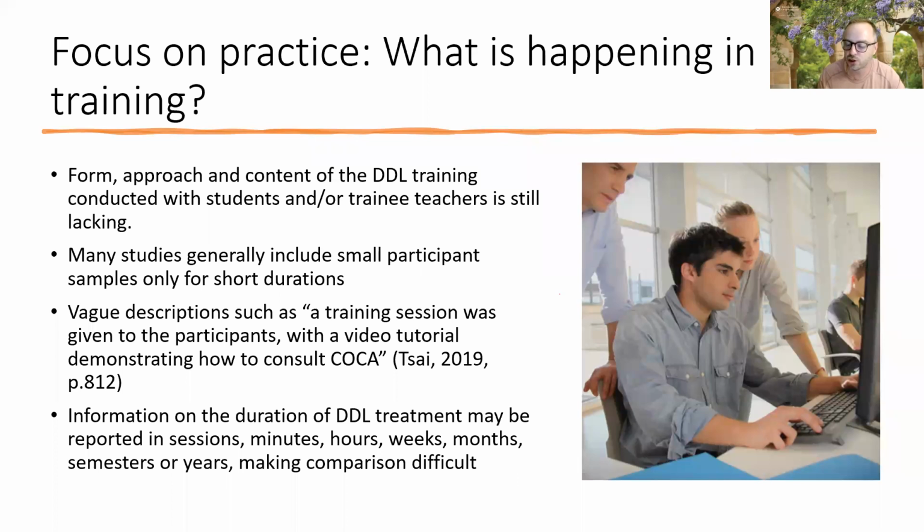Similarly, information on the duration of DDL treatment may be reported in terms of single sessions, minutes, hours, weeks, months, semesters, or years, making comparison across different studies incredibly difficult. For example, a semester's course may feature two 3-hour classes over 15 weeks, or just a few minutes in occasional classes over a handful of weeks. This is a tremendous difference. Without knowing what took place and how long it took place for, we are therefore no closer to finding out what actually works and what doesn't.